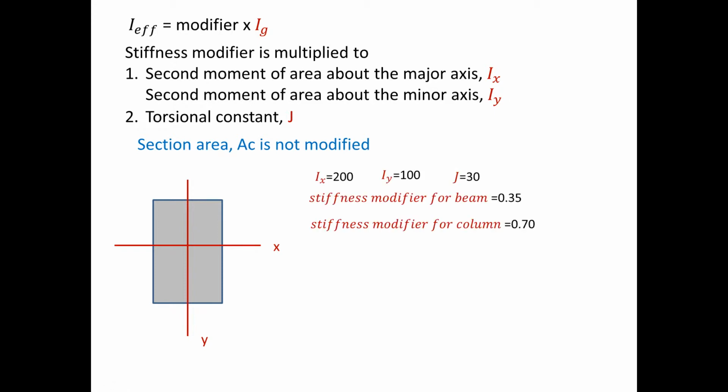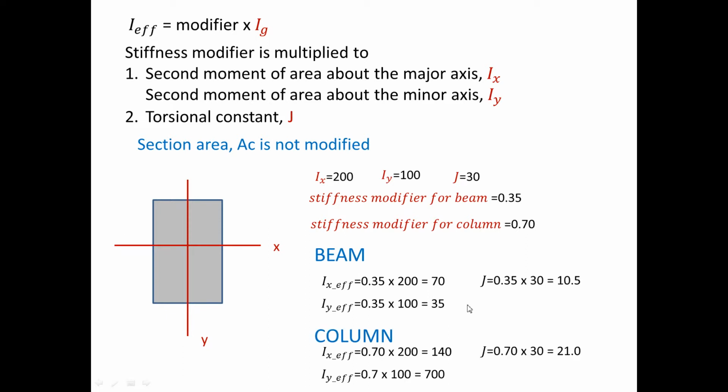Now for example, if your Ix is 200 and your Iy is 100 and J is 30, and say for example your modifier for beams is 0.35 and for columns 0.70. So if the section is used as a beam, then apply 0.35 to all these Ix, Iy, and J to get the effective Ix, Iy, and J. But if it is a column, a different multiplier is used to get another value.